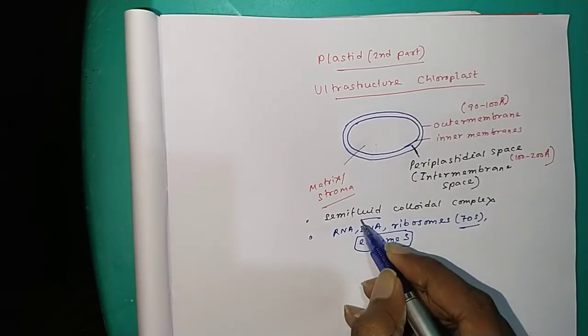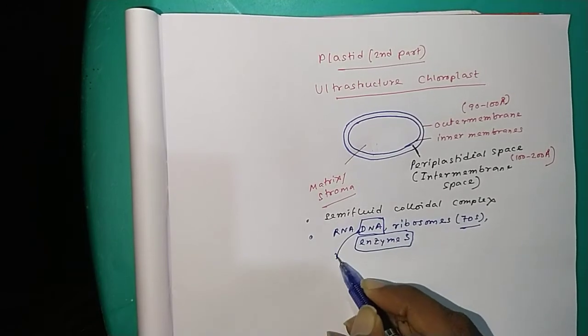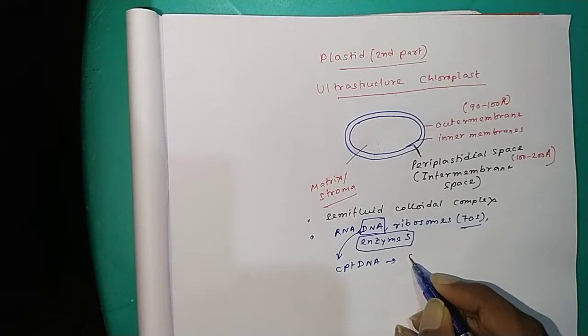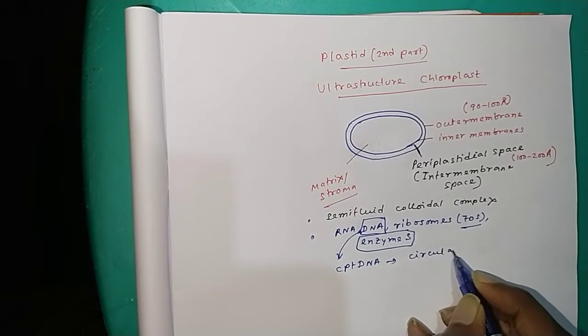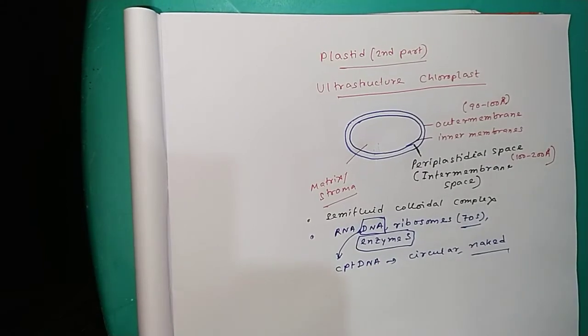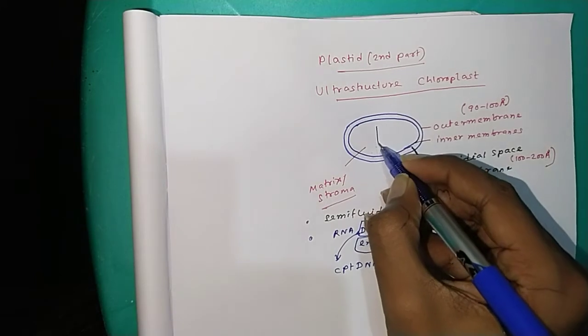Now the DNA is a special type of DNA which is also called the cpDNA. This is a circular DNA, but it is naked. That means it is not associated with histones. Okay, now let's talk about the grana.